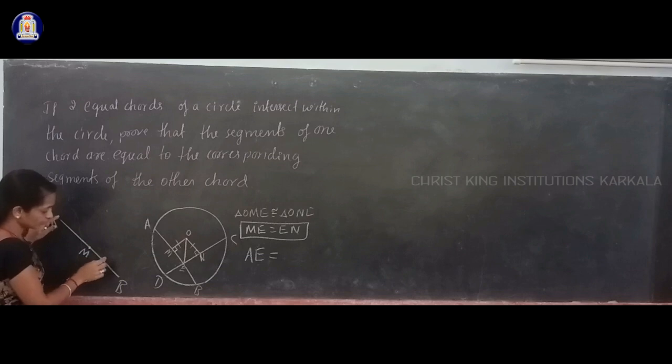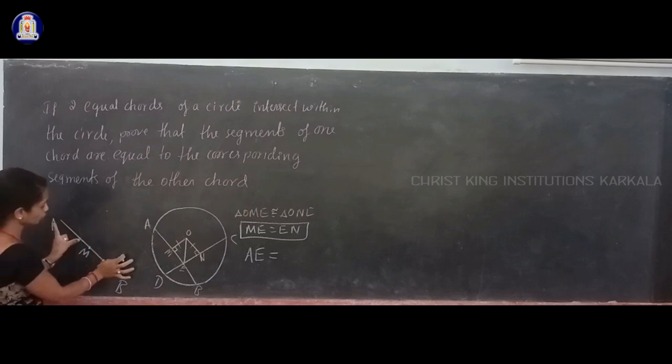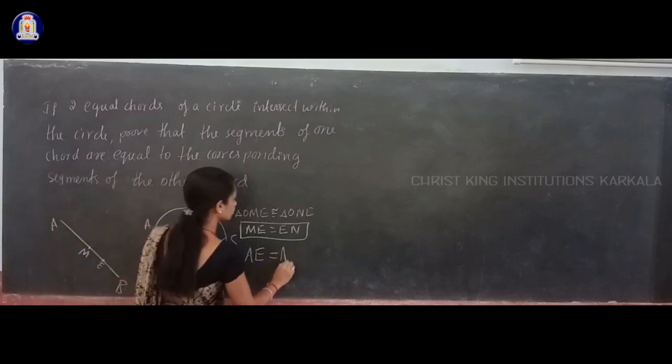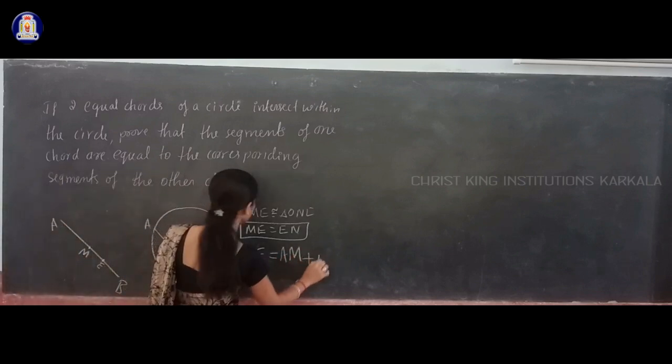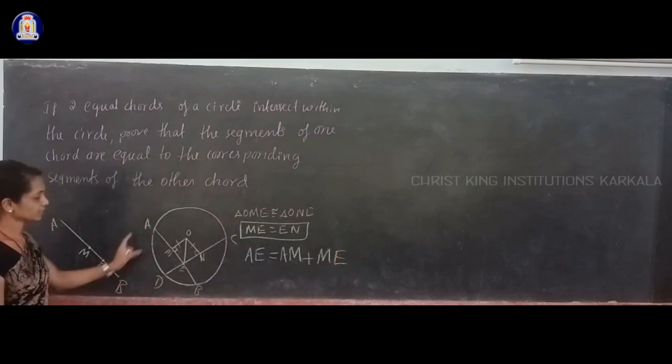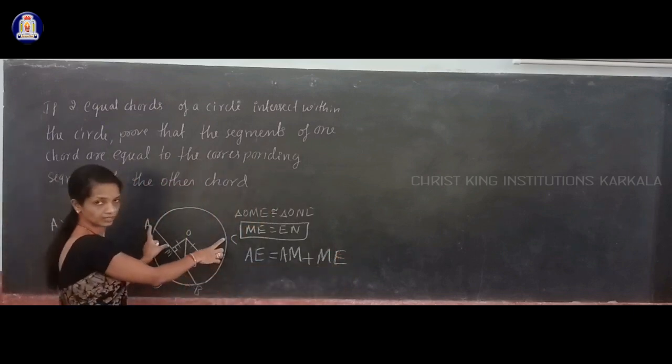How is AE? In AE, you have two line segments AM and ME. The sum of those two, AM and ME, is AE, right? So AE is equal to AM plus ME, and what is AM? Can I say AM is equal to NC?